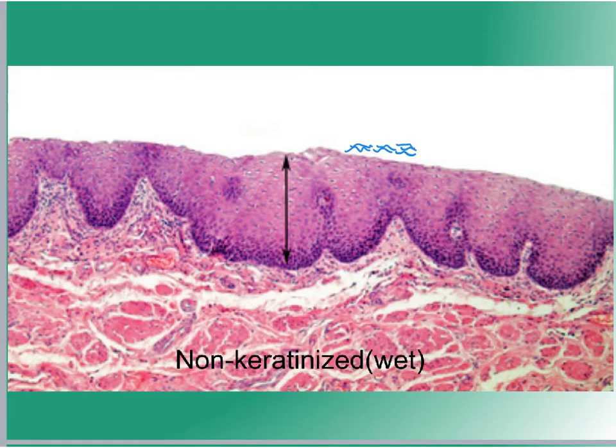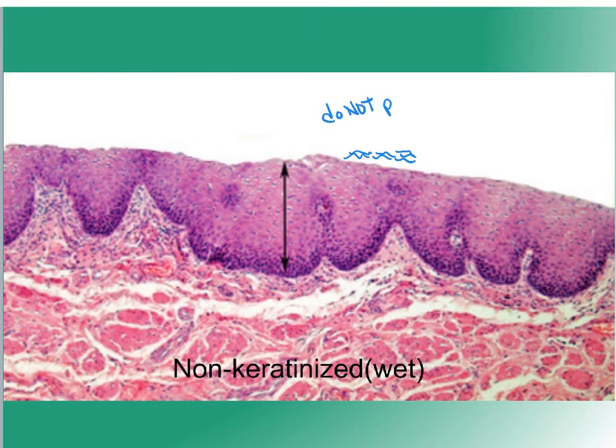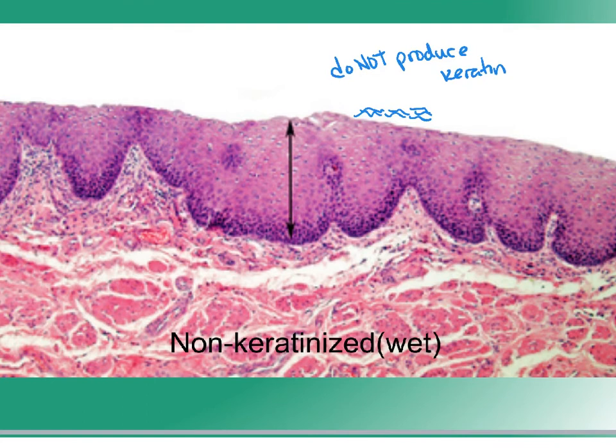That's because these stratified squamous cells do not produce keratin. So you don't have that flaky, waxy layer. From arrow tip to arrow tip, or bracket end to bracket end, this is all stratified squamous. But these cells don't make keratin. They don't have that dry, flaky layer. So what's the point then, right?